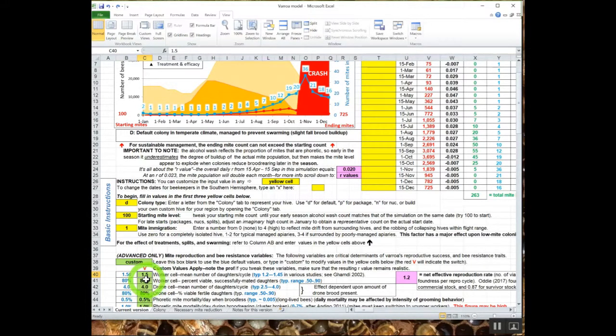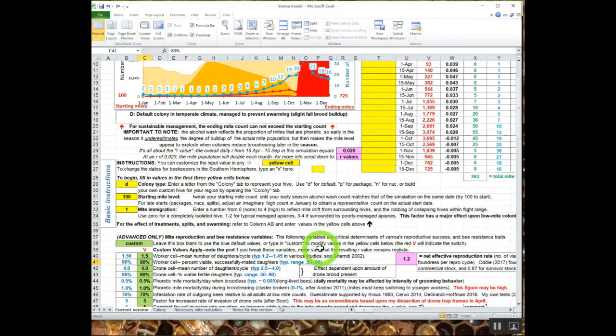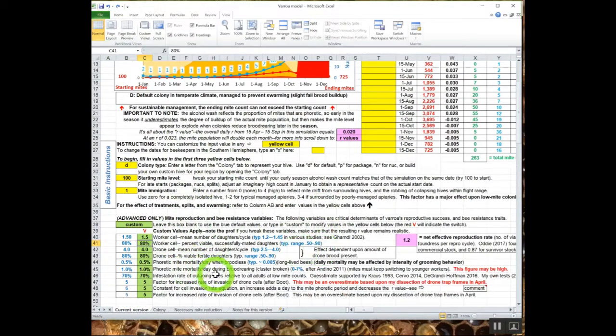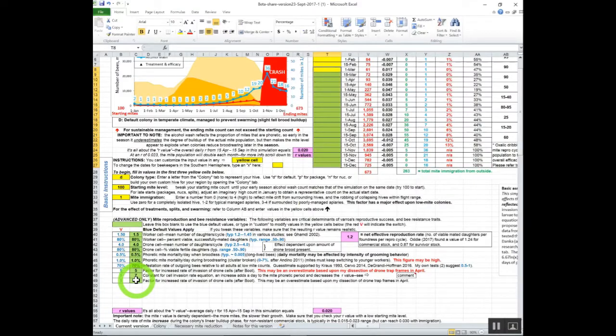But let's just say that we drop down to, so look at the R value, about 0.020. If we drop this to a 70% success mated, that drops that R value down to 0.016. And notice the mites don't build up anywhere near as much. And the same with the drone cells. There's other factors here. All of these can be tweaked.